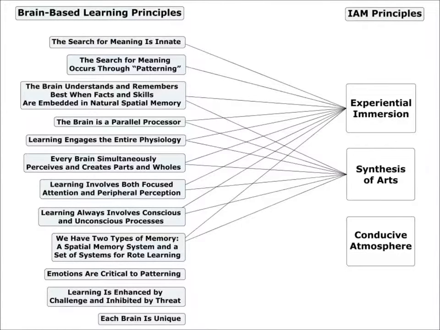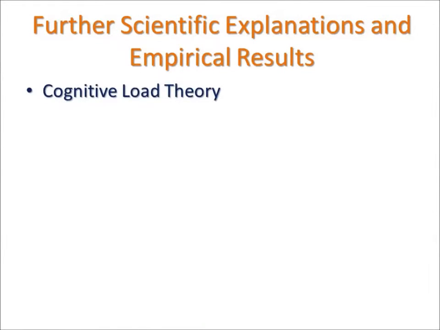Learners benefit from high challenge and low threat and consideration of their unique brains, all of which contribute to a conducive learning atmosphere. The third area of research, cognitive load theory, also supports IAM. Based on cognitive load theory, our working memory can operate on a limited amount of new information at a time, whereas long-term memory is less limited. Information is manageable if the new part of it that is not already connected to long-term memory fits into short-term memory.